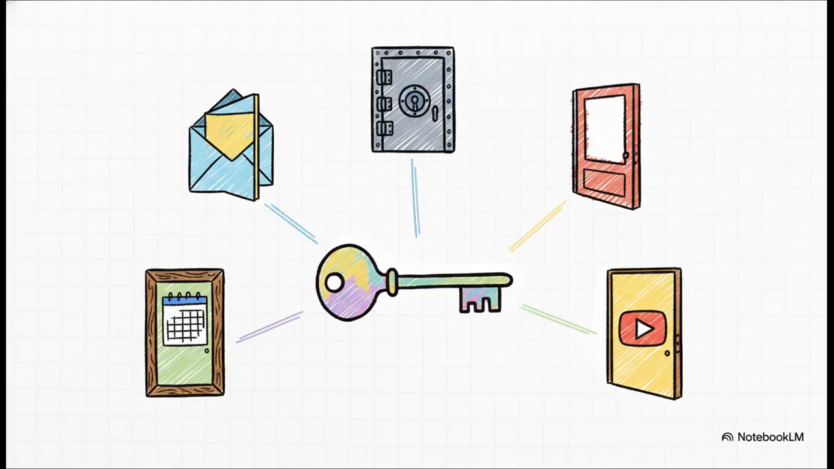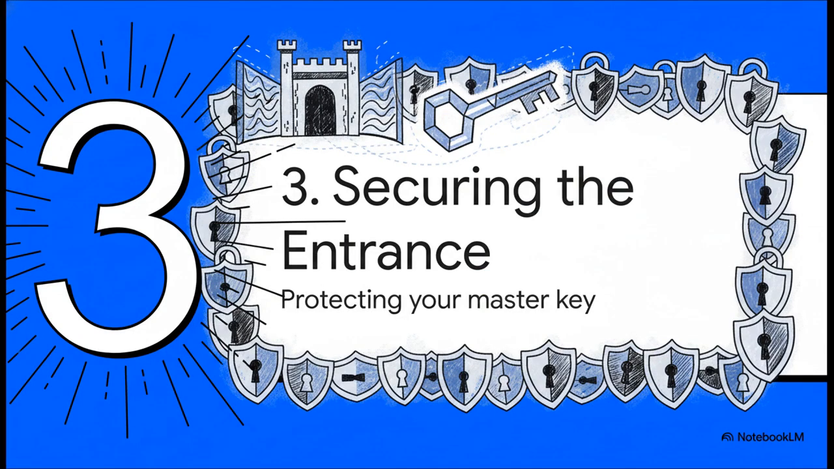And I mean, just think about the sheer scope of it. This one key unlocks so many different doors. We're talking about your private emails in Gmail, your crucial files sitting in Drive, your entire viewing history on YouTube, your personal memories and photos, your whole schedule and calendar. I mean, the list just goes on and on. All of your digital stuff, protected by this one single entry point. So if this one key is that powerful, then securing the entrance becomes absolutely critical, right?